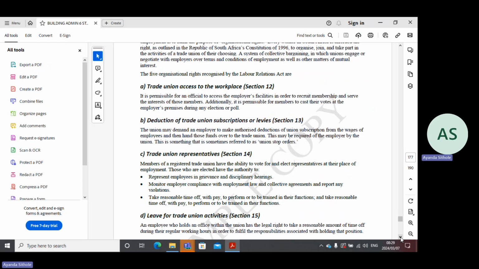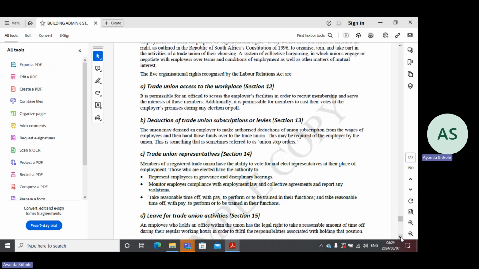Then for B, deductions of trade union subscriptions or levies. The union may demand that an employer make authorized deductions of union subscriptions from the wages of employees and then hand those funds over to the trade union. This may be required of the employer by the union. This is sometimes referred to as union stop orders.